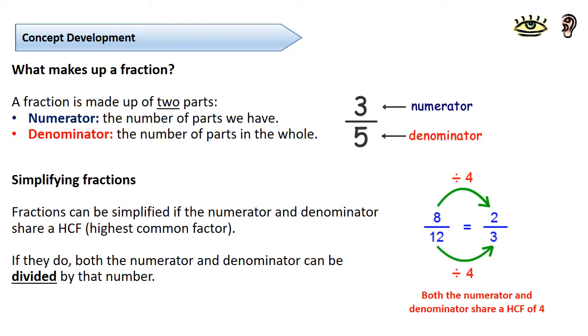Okay, simplifying fractions is summed up quite nicely by this little sentence here. Fractions can be simplified if both the numerator and denominator, the top and the bottom number, share a highest common factor. So in an example here, we've got 8 and 12. They both share the highest common factor of 4. So dividing 8 by 4 we get 2, and dividing 12 by 4 we get 3. Then we've simplified our fraction. If they do, both the numerator and the denominator can be divided by that number, which is what we just did.